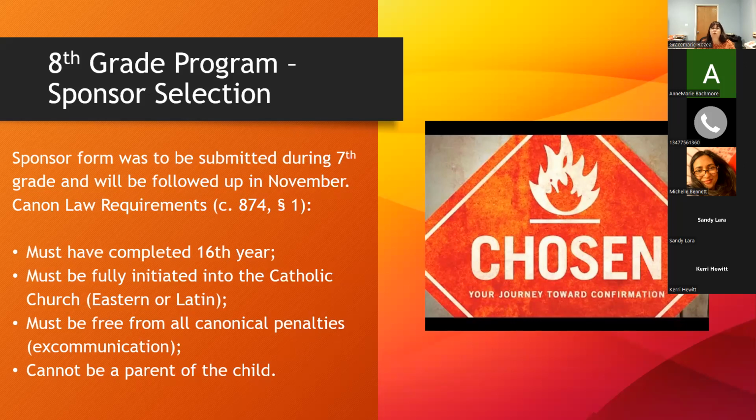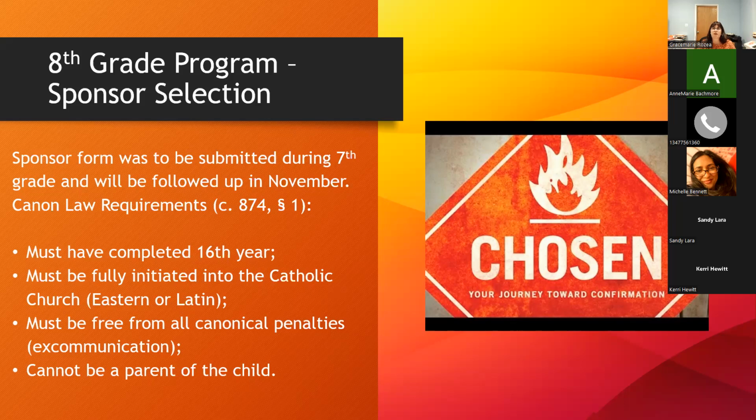So just to review again, the requirements to be a sponsor, according to canon law, we don't make this up ourselves. This is coming directly from canon law. They must be 16 years of age at the time of the confirmation. So, for example, if your child selected somebody who was 15 when they selected them, by the time confirmation in the fall of 2023 comes around, they will be 16 years old. So that is not an issue.